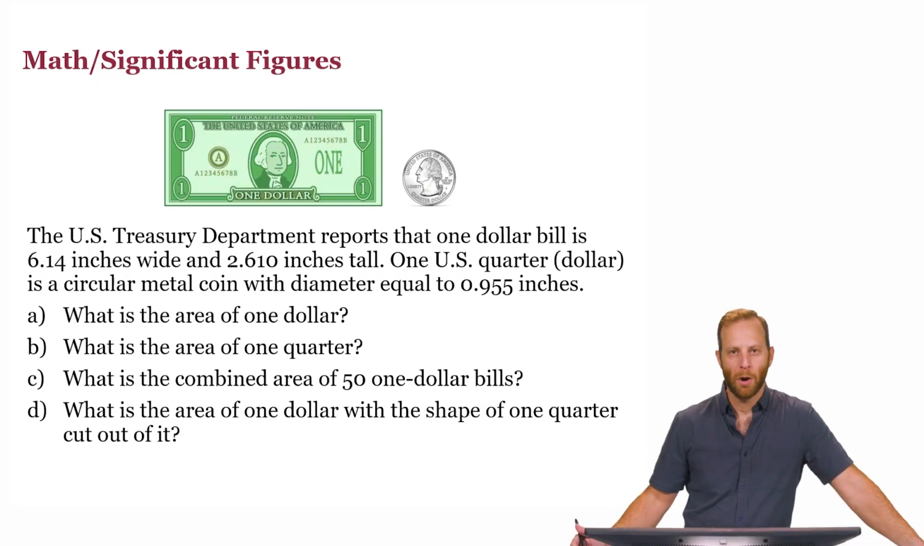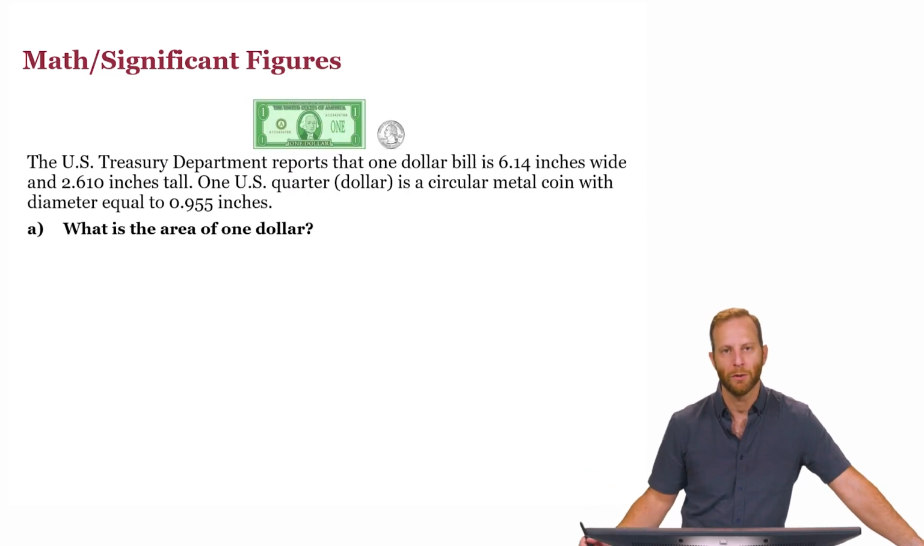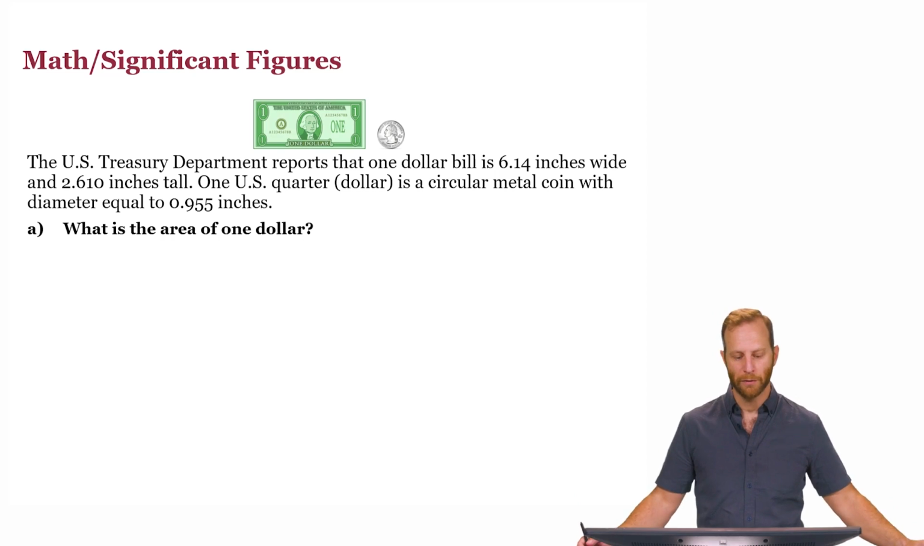The U.S. Treasury Department reports that a $1 bill is 6.14 inches wide and 2.610 inches tall. One U.S. quarter is a circular metal coin with a diameter equal to 0.955 inches, and we're supposed to answer a bunch of questions. We're going to use this as an excuse to remind ourselves of the rules for sig figs. So what is the area of $1?